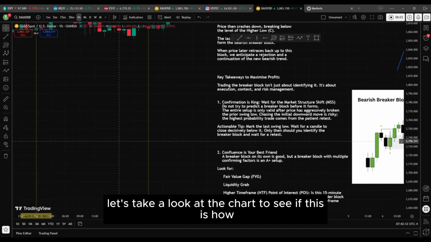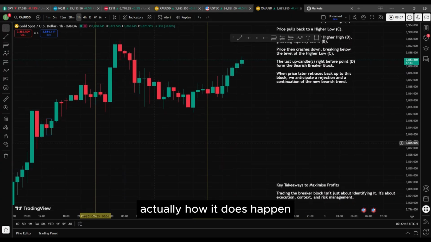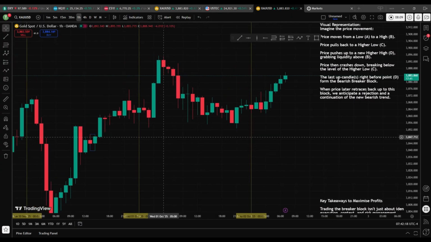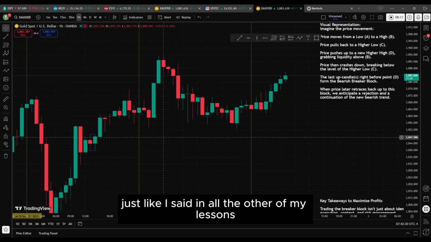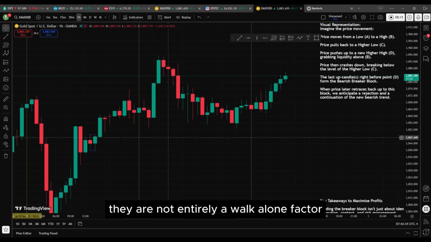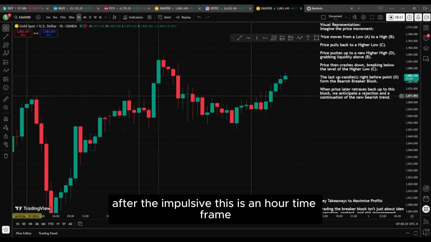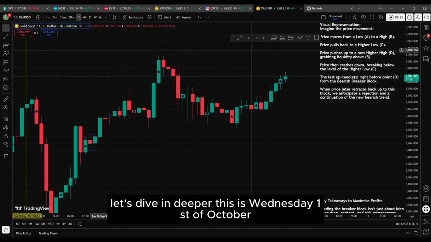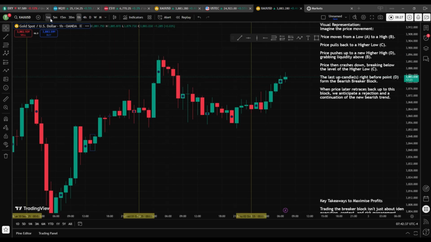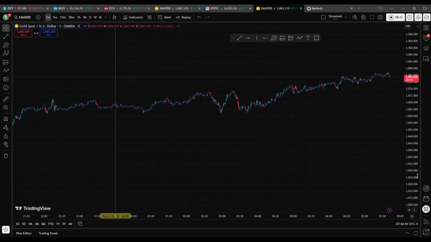Now let's take a look at the chart to see if this is actually how it happens. All of this, just like I said in my lessons, is not a stand-alone factor. You need confidence in the fair value gap forming after the impulsive low. This is the one hour time frame. Let's dive in deeper. This is Wednesday, 1st of October. Let's see how price interacted here.